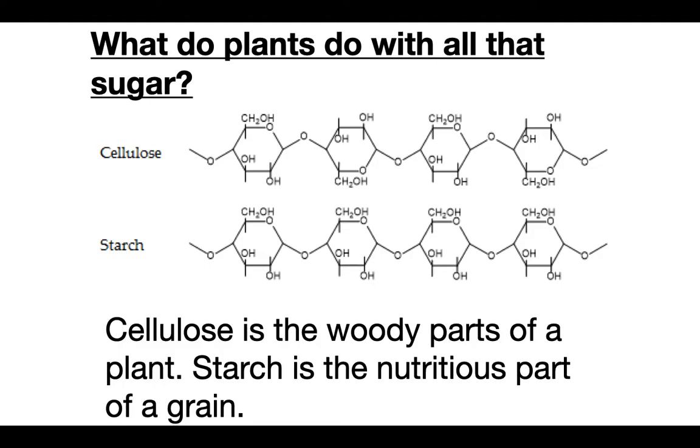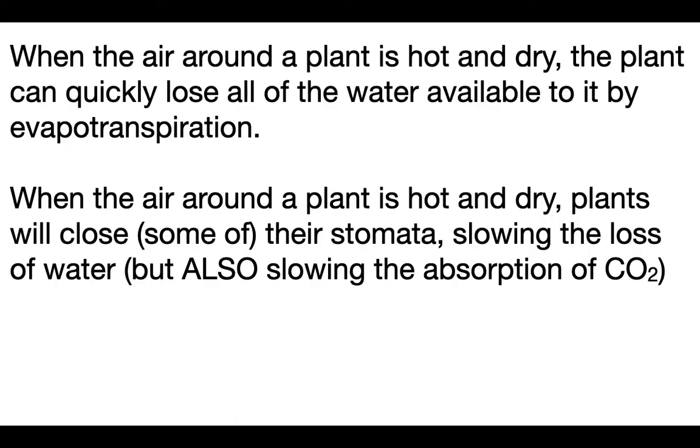So, we talked last time about what plants do with all this sugar they're producing through their carbon fixation process. They form either cellulose, which is the woody part of the plant, or starch, which is the nutritious part of a grain. And here's a question, though. So we just talked a little bit about how water is coming in through the bottom of a plant and going up and evaporating out through the leaves.